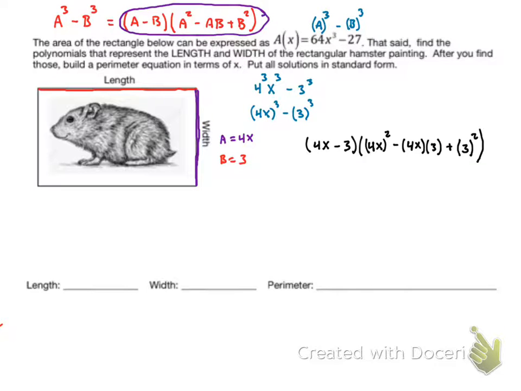The 4x minus 3 is going to stay the same. That is one of the factors for the length and the width. The 4x squared, this is 4 to the first, x to the first, so this is really 4 squared x squared. 4 squared is 16. X squared is just x squared. Minus 4x times 3, that gives us 12x. And then 3 squared is a positive 9.